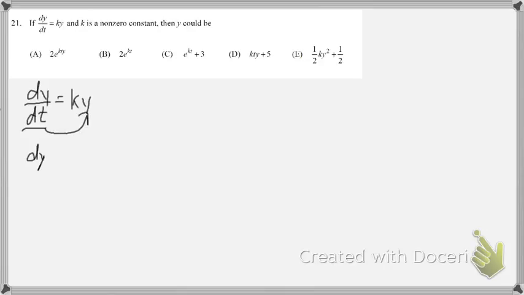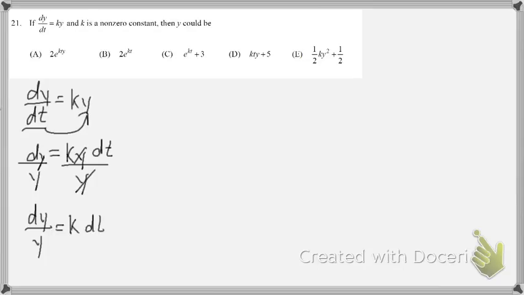dy equals our constant k times y dt. Well, we have our t's on the right side, we just need to get our y's on the left. So we're going to divide both sides by y. If we divide the right side by y, those will cancel out. Divide the left side by y, that's going to leave us with dy over y equals our constant k dt.